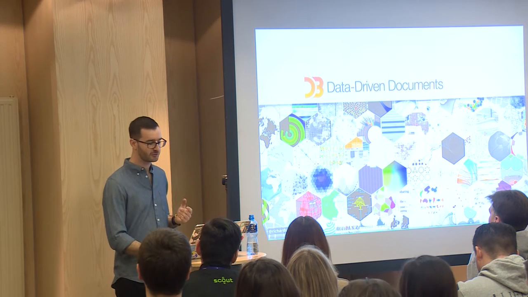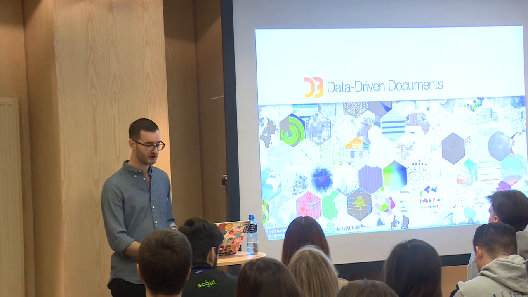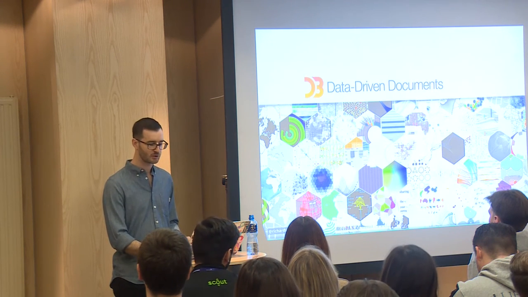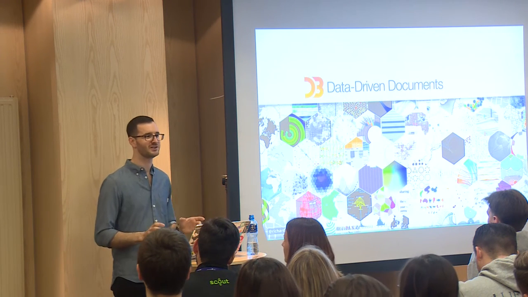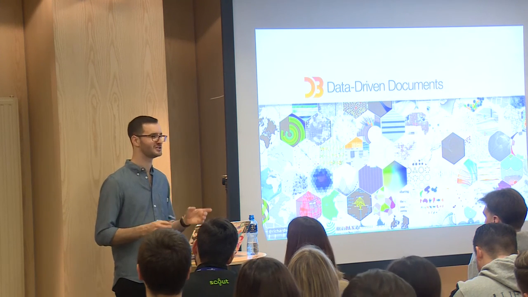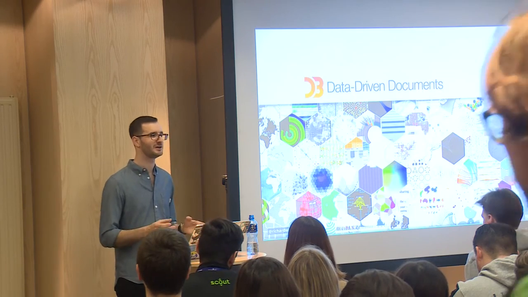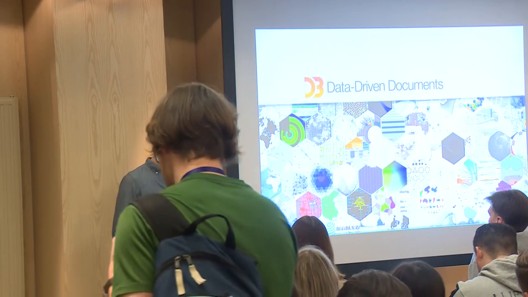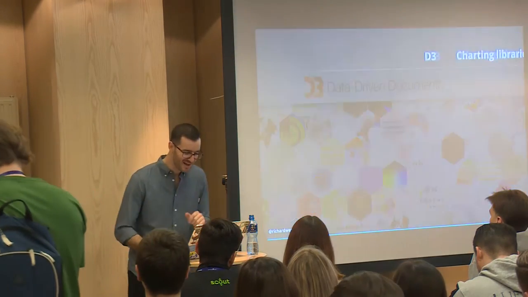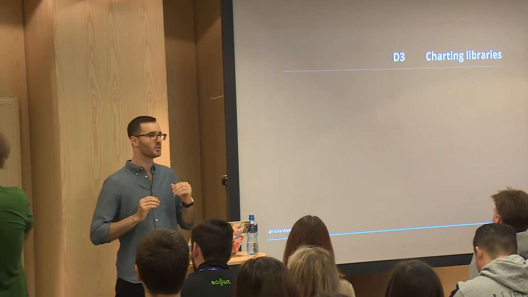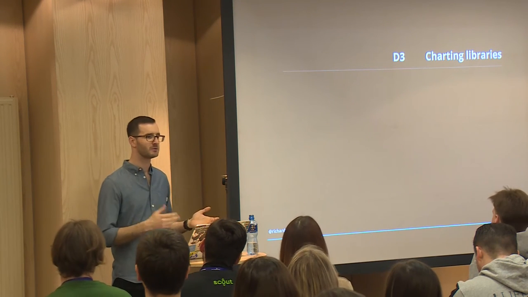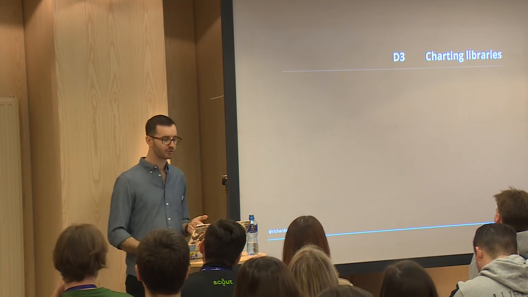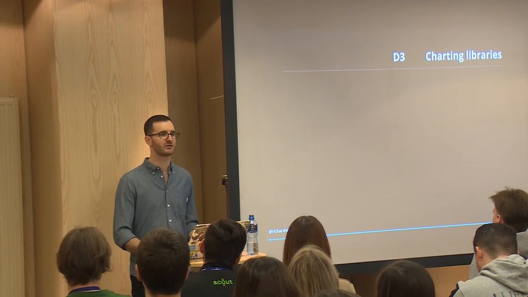D3 is designed to enforce separation of concerns between data and presentation, just like the methods are designed in HTML and CSS. And I know that's not a very popular idea lately, both like CSS and JavaScript and all, but I reckon it can still be a useful model at times in the right context. So instead of asking which library should I use, the real question is, should I use D3 or another charting library?